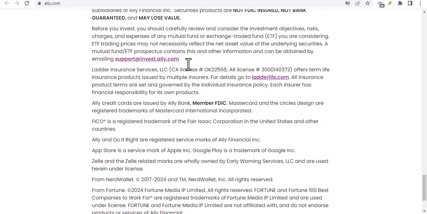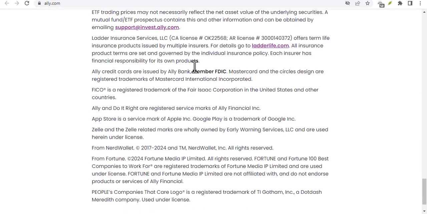4. Phone support. If you prefer to speak to someone directly, Ally Bank offers phone support. You can usually find the phone number on their website or in your account documents. Be prepared to provide your account number, date of birth, and other identifying information when you call.